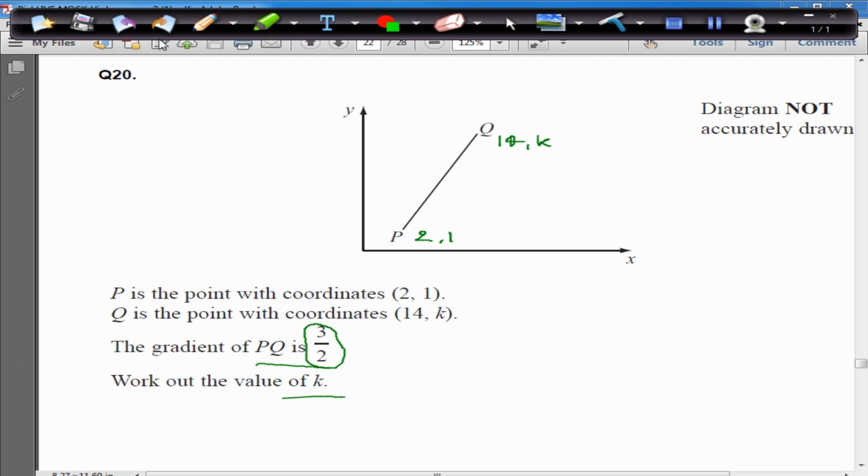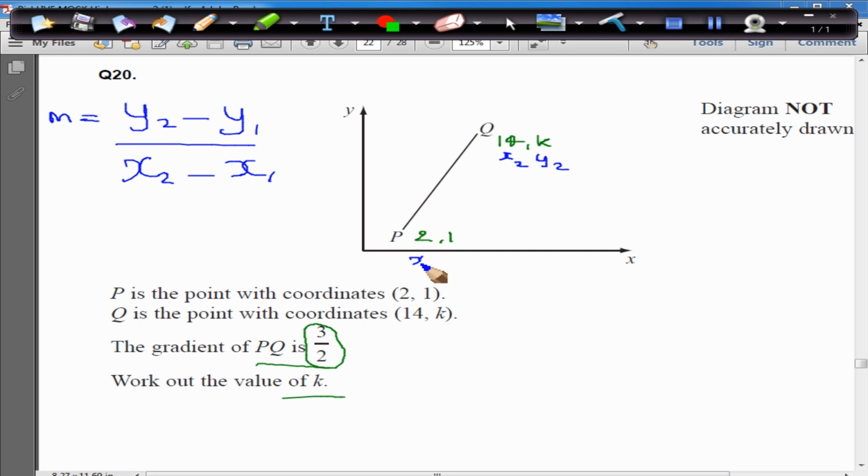Now, who can remind me what is the formula for the gradient between 2 points? If I want to work out the gradient, we call the gradient M. The gradient is equal to what? We say it is y2 minus y1 divided by x2 minus x1. Okay, now let's label up. This is going to be my x2. This is going to be my y2. This first coordinate here, I'm going to call my x1. And that's going to be called my y1.